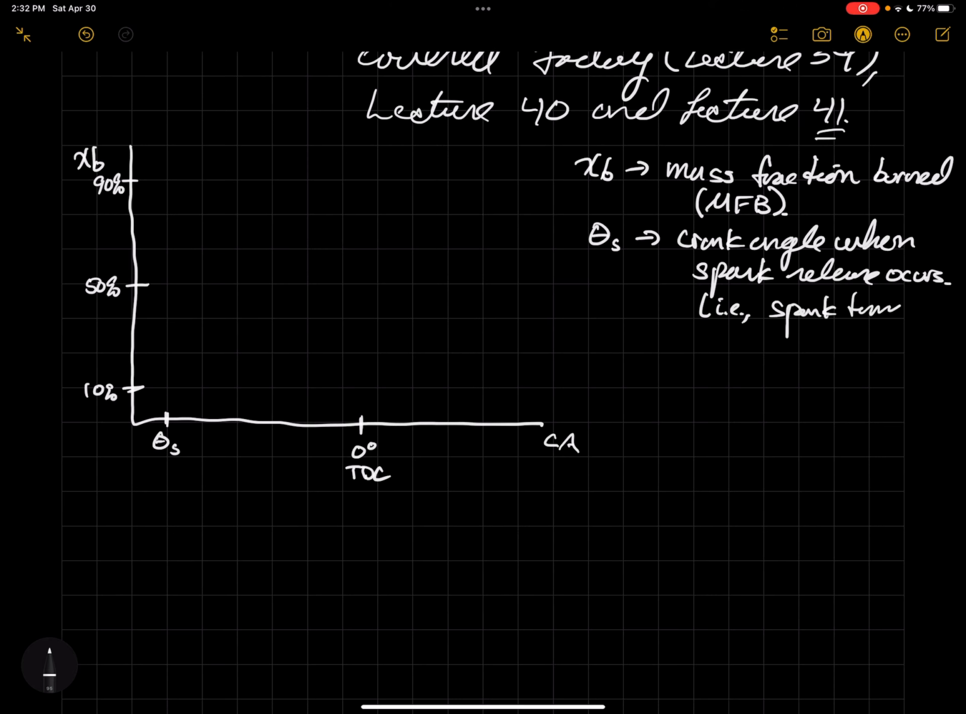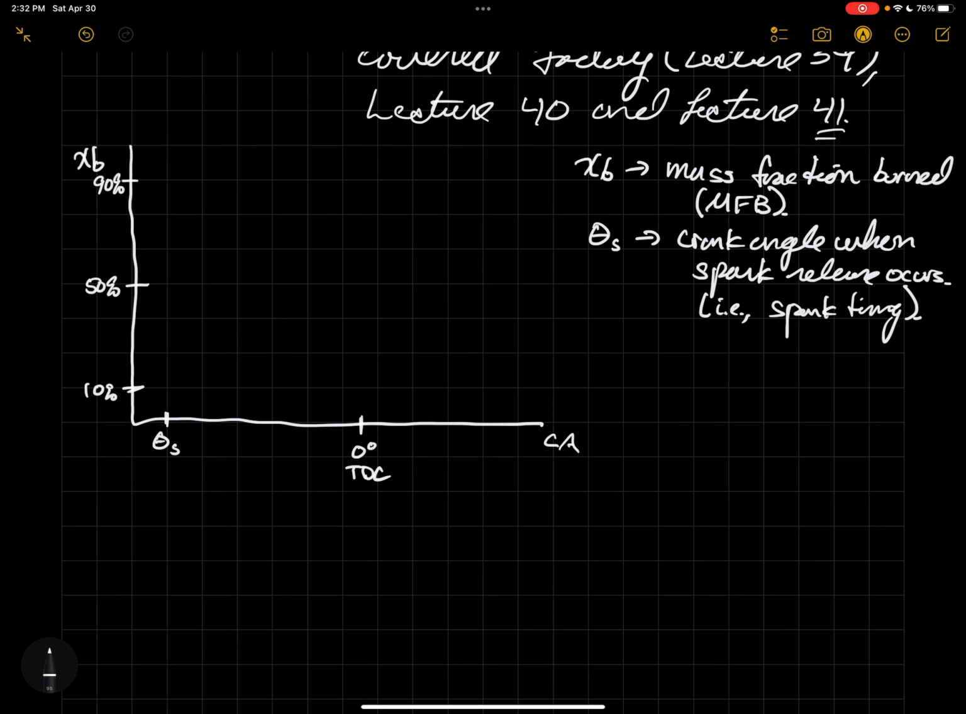And so it might be, for example, 35 degrees before top dead center, could be 50 degrees before top dead center, right? That spark timing can vary, even right up to top dead center or in some perhaps odd and extreme cases, even after top dead center. But this is essentially when spark timing occurs, right?